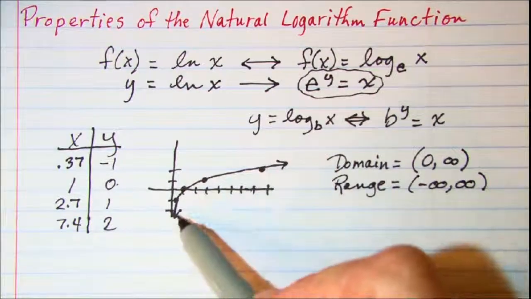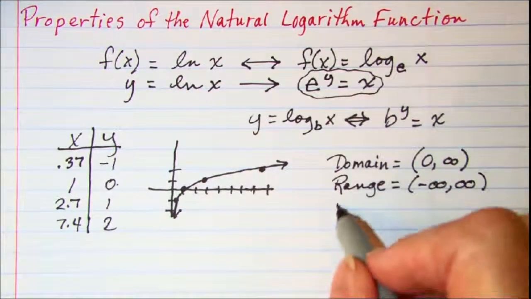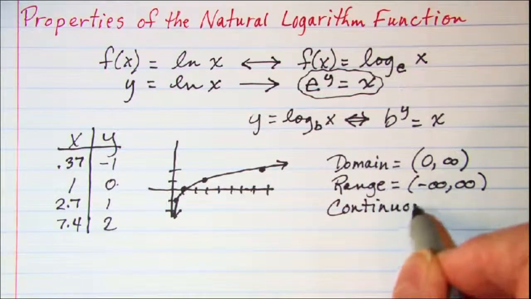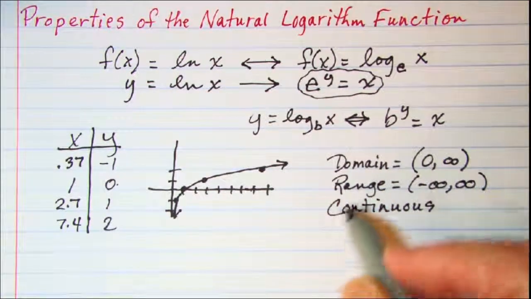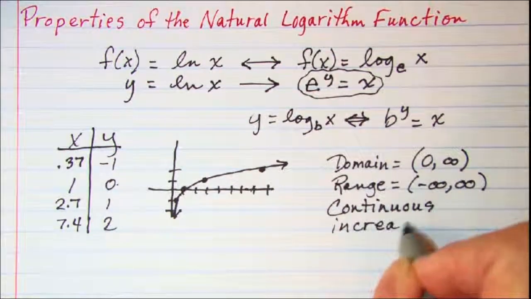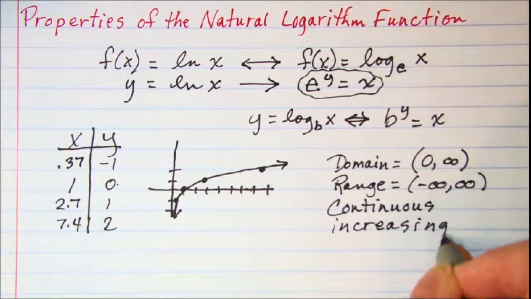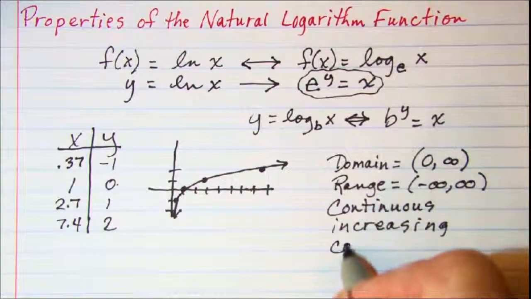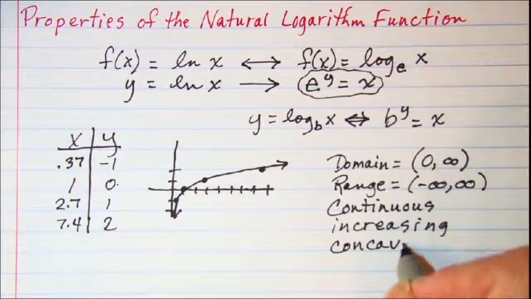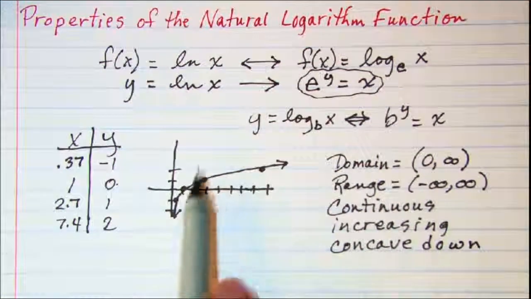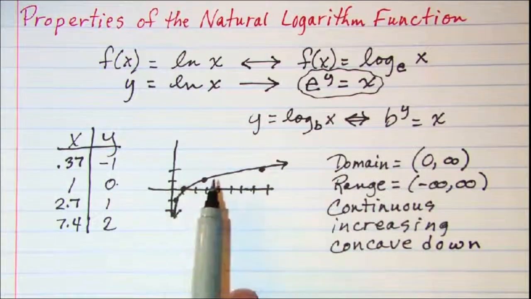We can see that the graph is continuous, that it is always increasing, and that it is concave down. So it looks basically like any logarithm graph.